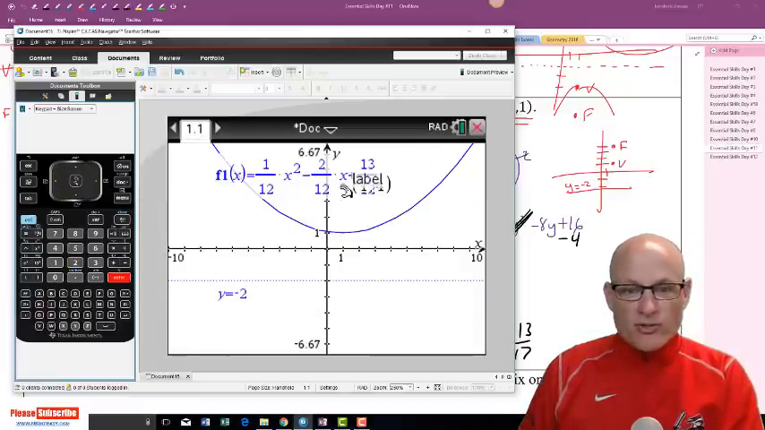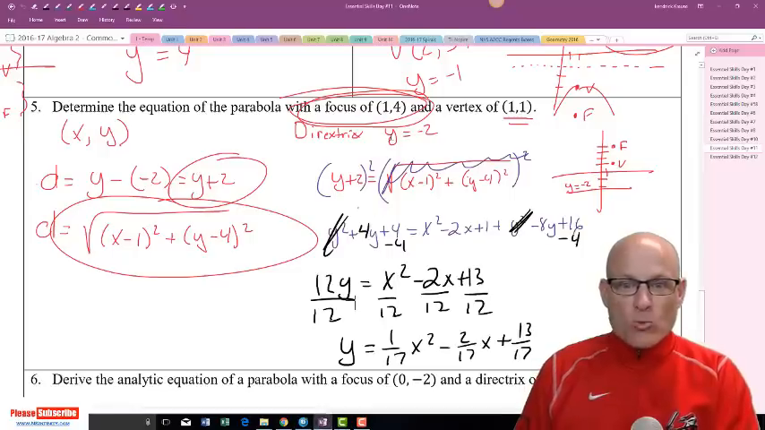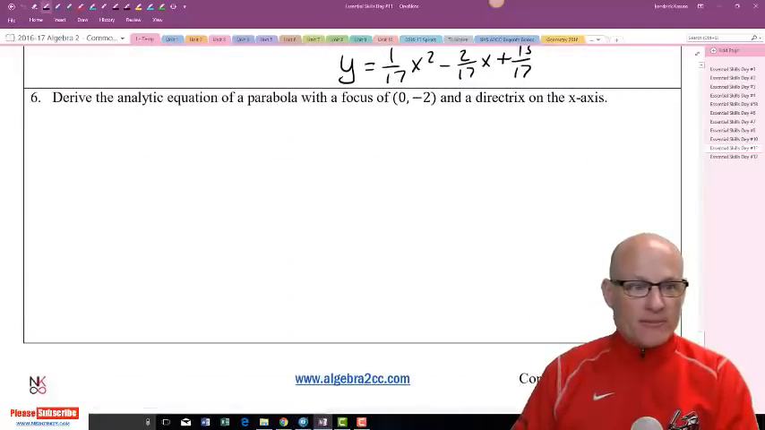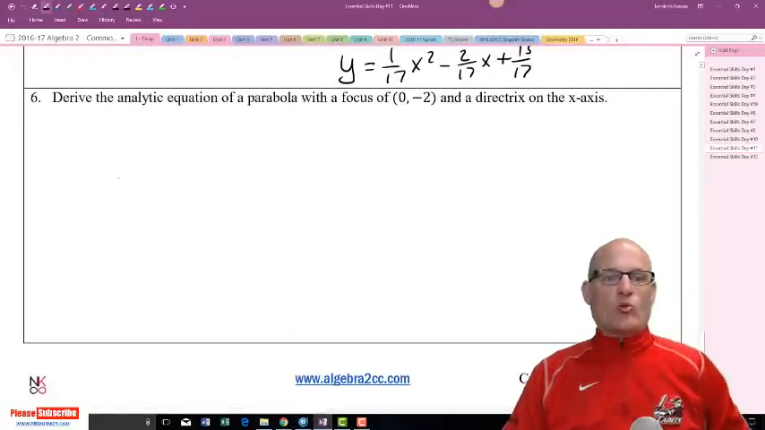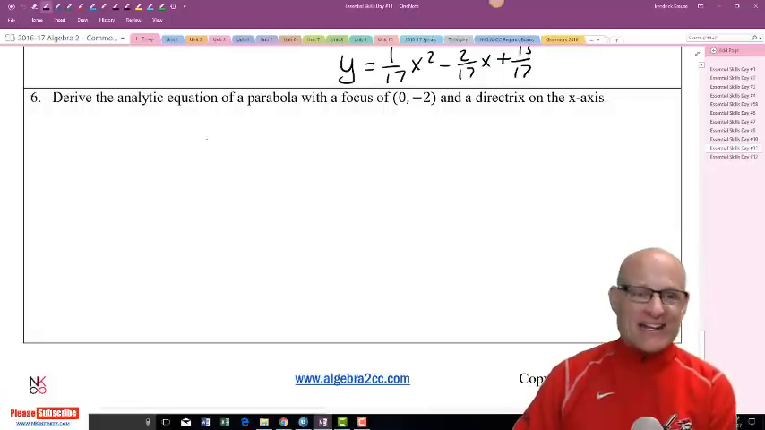Y equals -2 and a focus of 1, 4. Yay, I got it that time. And that was embarrassing. Derive the analytic equation for the parabola with a focus of there and a directrix of the x-axis.